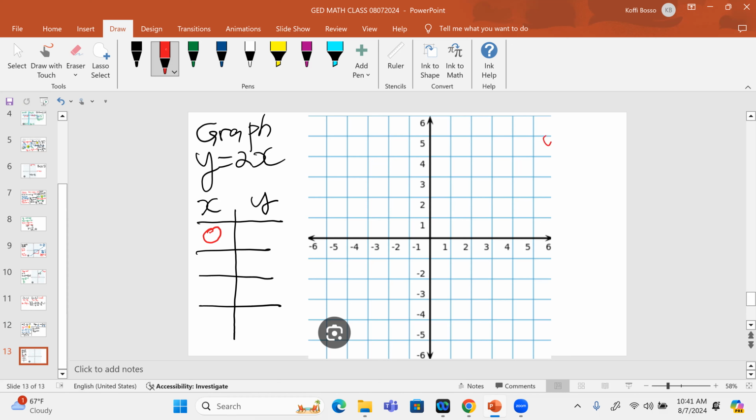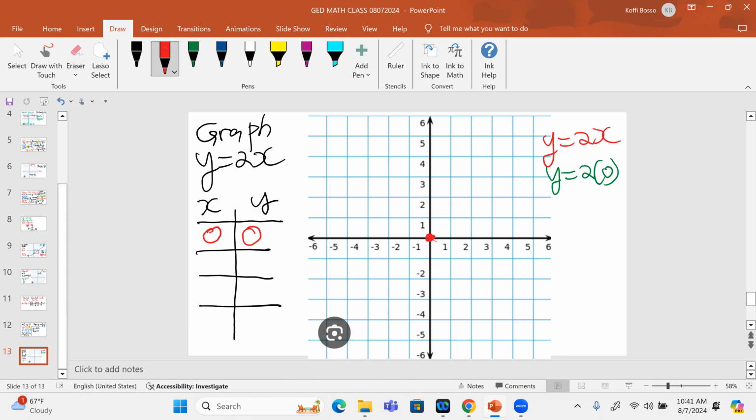When we have y equals 2x, and we replace x by 0, so y will be what? 0, because 2 times 0 is 0. So x is 0, y is 0. So this is a point, (0, 0), and it's the origin, which is here. X value is 0, y value is 0, so I can plot the point (0, 0), which is the origin.